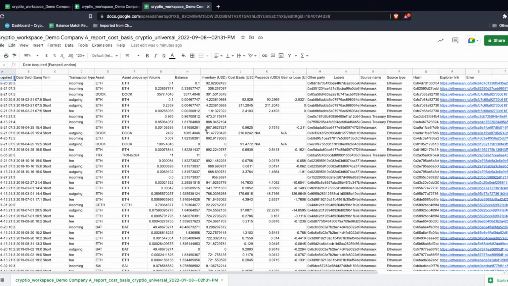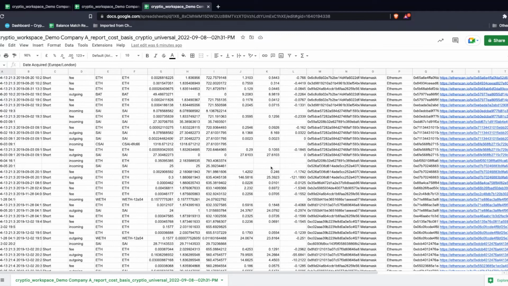Finally, we have our realized gain and loss report in Cryptio format. Here you can see our assets on the date acquired and date sold, whether they were short or long term, what the transaction type was, and lots more information. Most importantly, the balance, inventory cost, cost basis, proceeds, and gain or loss for each transaction. You can also see other information like the transaction hash and links to block explorers.